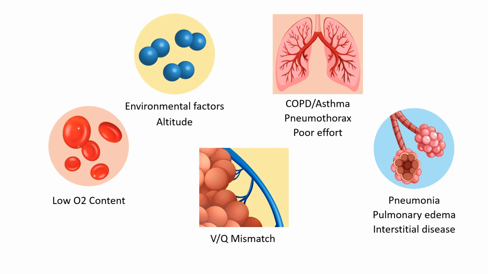VQ mismatch refers to problems with blood flow. So that would be an issue like a pulmonary embolism, where there's a big blood clot in the lungs' vasculature, and you can't get blood flow because the blood just can't get around the clot. Or it could refer to a cardiac problem like right to left shunt, where you've got a congenital defect, like a VSD or an ASD, and blood is going right from the right ventricle straight to the left side of the heart and just bypassing the lungs completely.